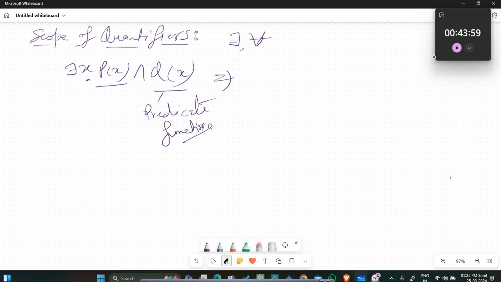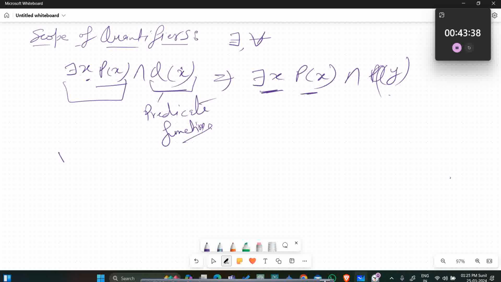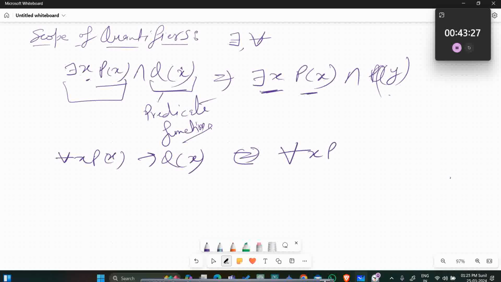This is equivalent to p(x) and q(y). So this x and this x are different. This is the scope for this x, and this is different here. Same as for all x, p(x) implies q(x) is also equivalent to for all x, p(x) implies q(y).